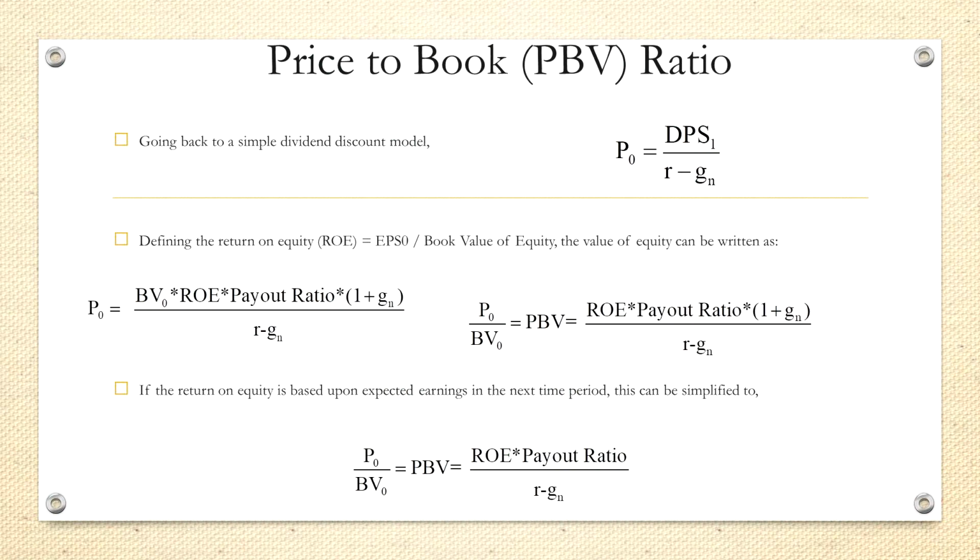P is stock price and B is book value of equity per share. Right? Because this stock price is on per share basis. Therefore, when you get book value of equity, you need to divide that number by the total number of shares outstanding to get a book value per share, book value of equity per share. So that's a definition of PB ratio.